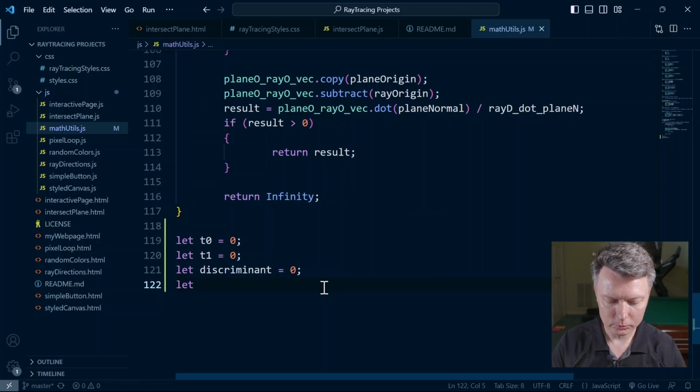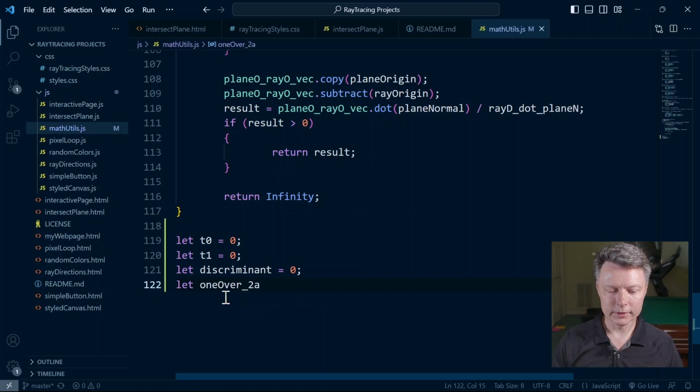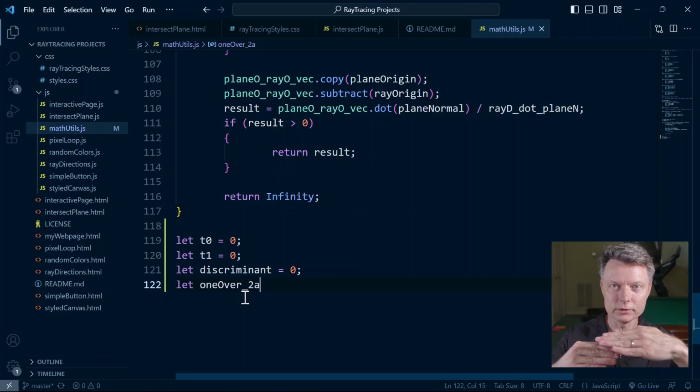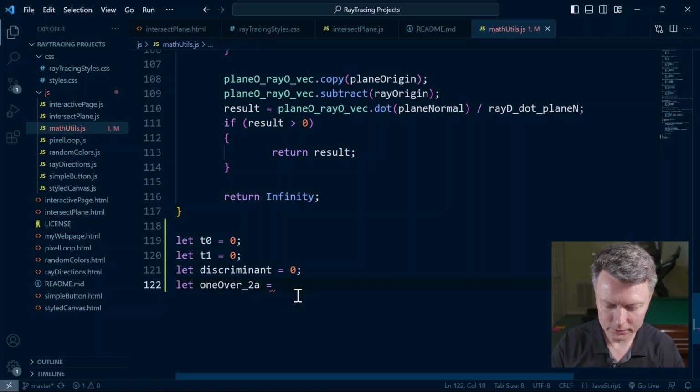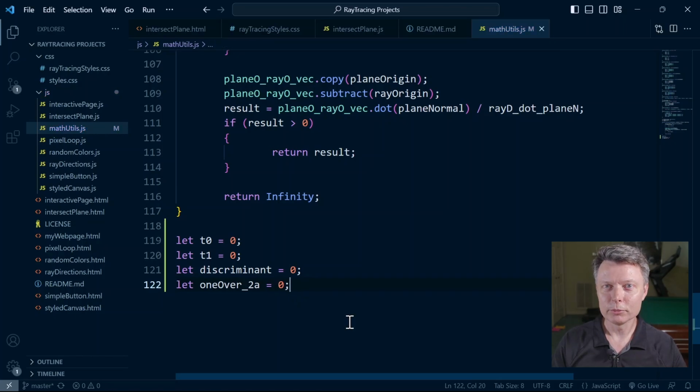So let's call it 1 over, and then maybe an underscore here, and then 2a. And so hopefully that'll be clear to anyone looking at your code, or you yourself looking at the code after a long time of not looking at it. And so it's 1 over, and then this is kind of like a fraction or a division sign, and then 2a is on the bottom. 2a is the denominator. And we can go ahead and initialize this to 0 also.